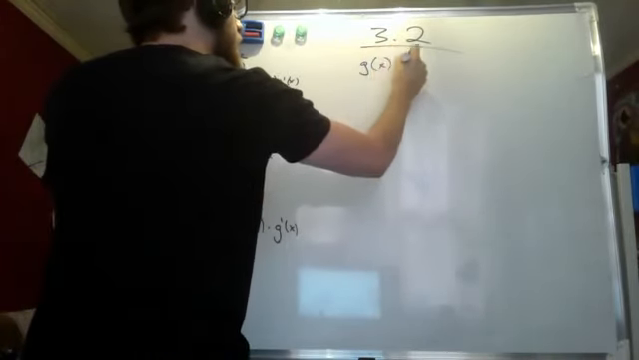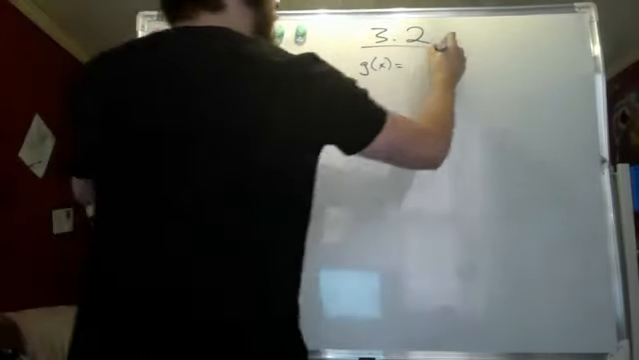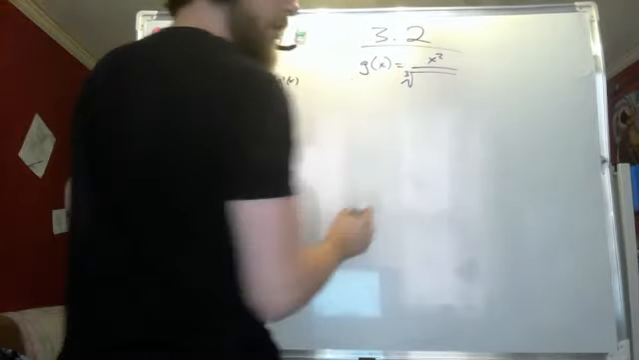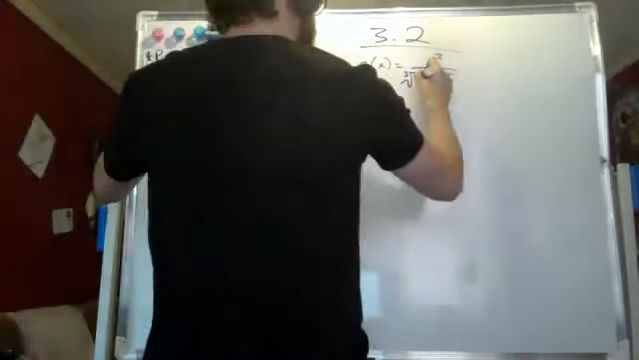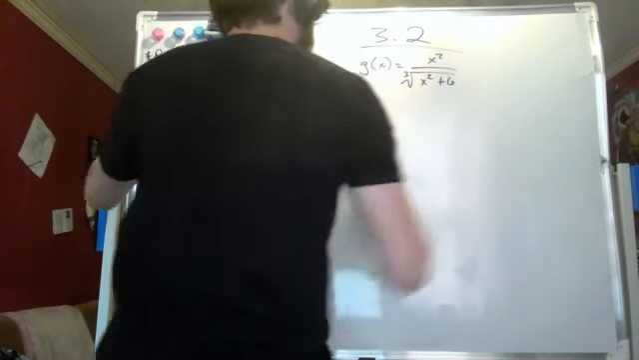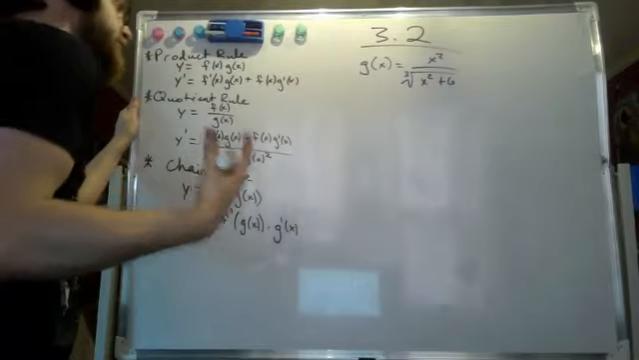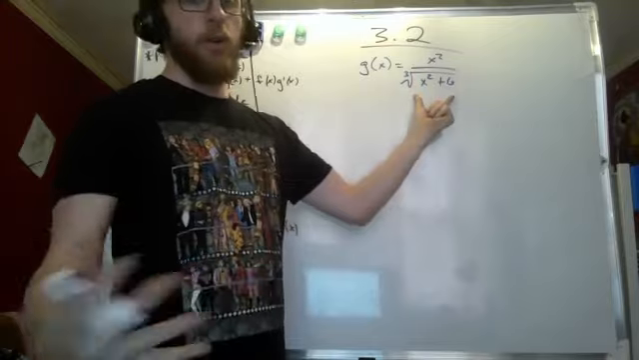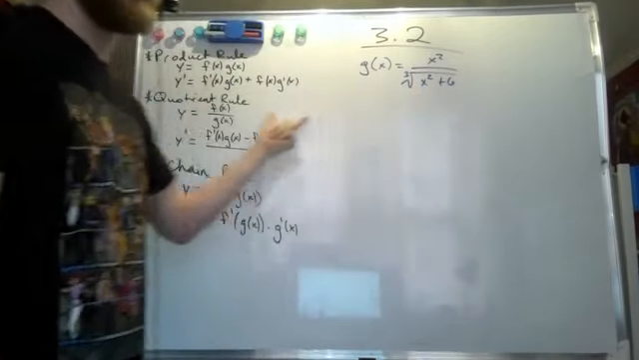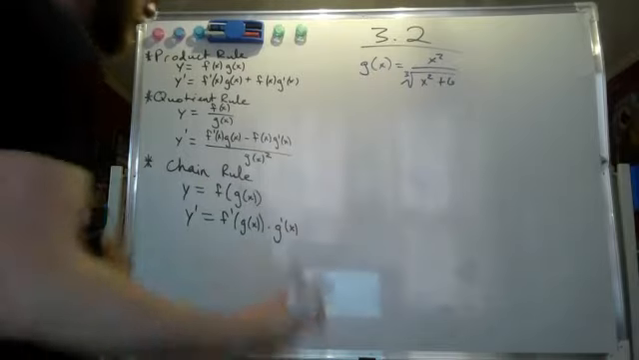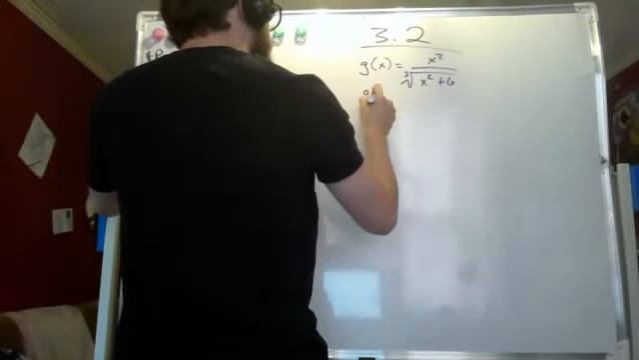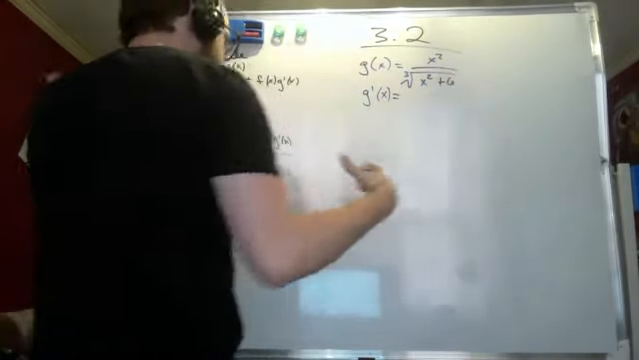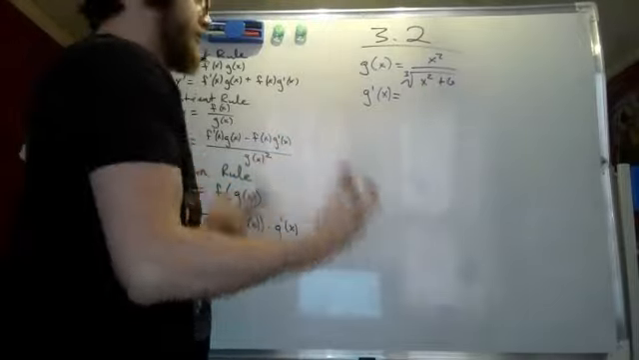G of x is equal to x squared over the cube root of x squared plus 6. What do we do here? Well, first things first, notice we're dealing with a function divided by a function. We also can't simplify this any, so our only option is to use these rules we've learned. All right, so here we go. Start off by just taking it one step at a time. We have a fraction, so let's try to figure that out first. What's the derivative of a fraction?